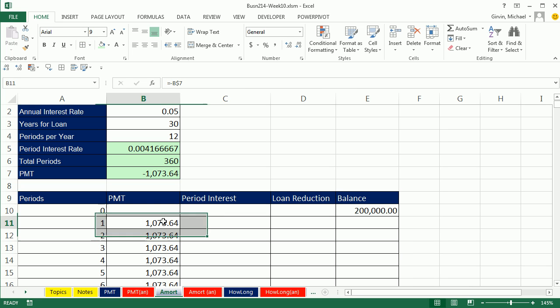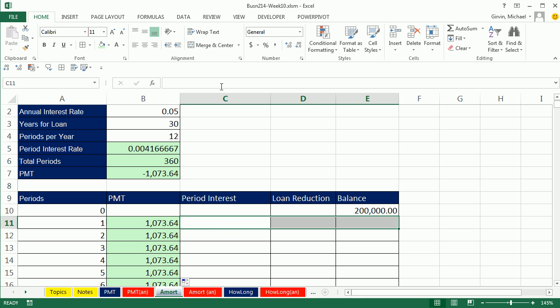Now, let me add some color here. Double click and send it down. I'm going to add some color to this whole row here. All right, now that's the amount that we send into the bank. Part of it's going to go as interest, and part of it's going to go as loan reduction.